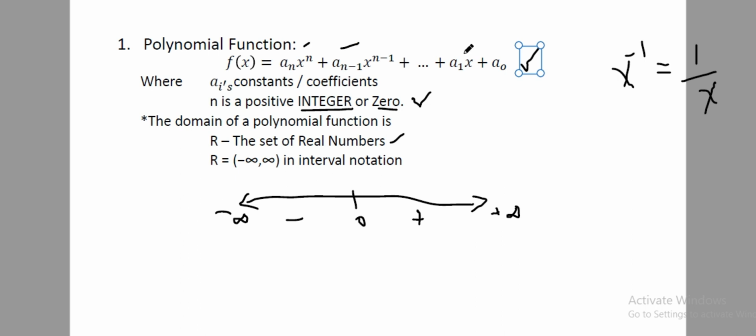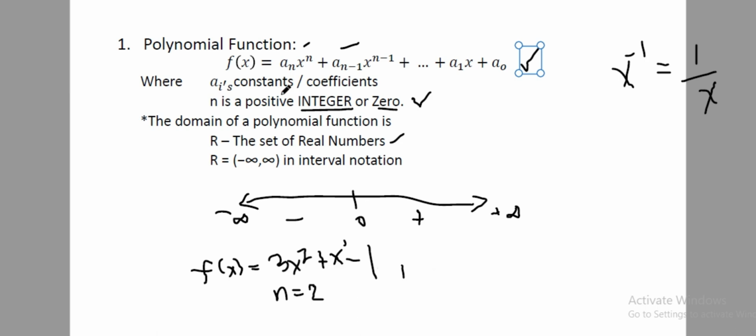For example, we have f of x is equal to 3x squared plus x minus 1. Our n here is 2, the highest exponent. Then we have the x term, so the exponent there is 1. So the exponents here are all positive integers. And of course, the last term is raised to 0, but that's the constant.